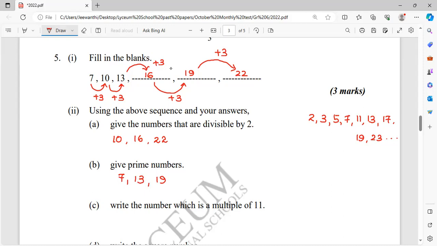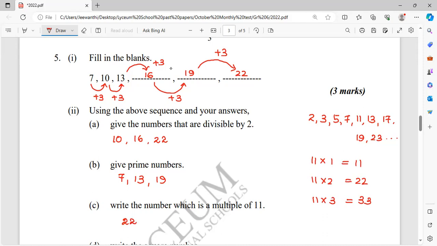So the next one, write the number which is a multiple of 11. How do you recognize a multiple, children? A particular number you multiply by another whole number. So 11 multiplied by 1 is 11. 11 multiplied by 2 is 22. 11 multiplied by 3 is 33. So out of this, only 22 we can see as the multiple.